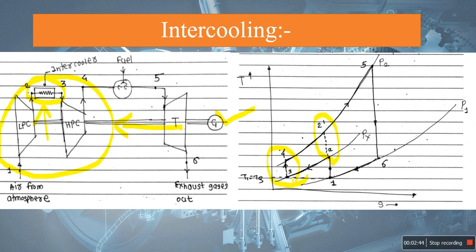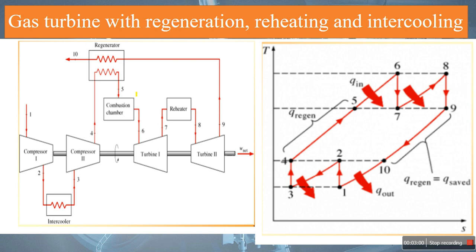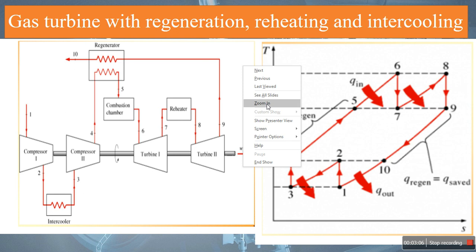We discussed intercooling in detail in the previous videos. We just conclude that with the help of intercooling, that is, using a two stage compressor with an intercooler, the compressor work is reduced and the overall turbine work increases. Now see here, the gas turbine with regeneration, reheating, and intercooling.